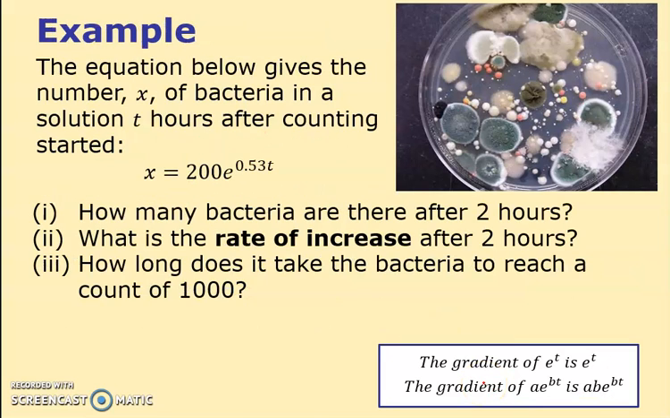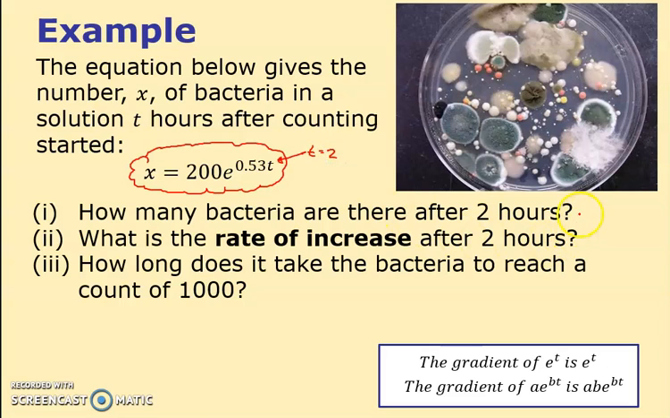So here's our question. Example, the equation below gives the number x of bacteria in a solution. It sounds like COVID all over again, doesn't it? And presumably this bacteria over time increases. And it says how many bacteria are there after 2 hours. Well, first of all, we've got an equation. We can just use this equation to work out how many there will be at any time. So after 2 hours, t will be 2.